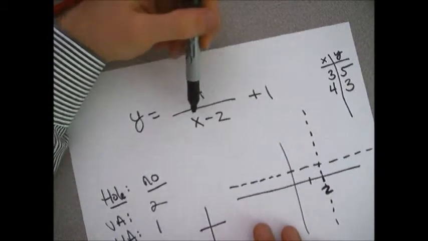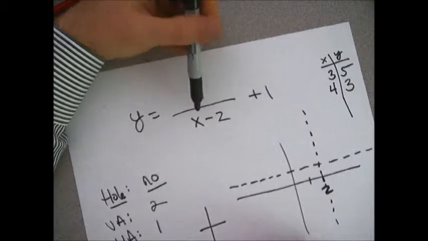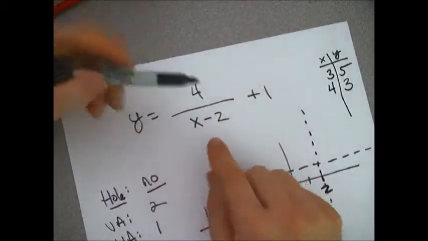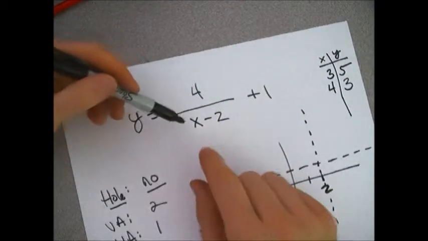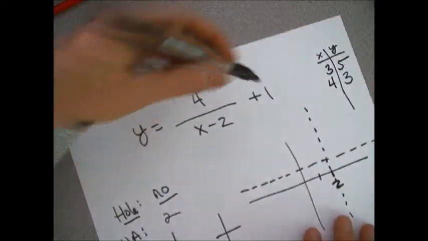So what would be the next number? 5 kind of makes a mess. How about we do 6? Why does 5 make a mess? Because that gives you 4 over 3 and you get a mess. You could do it, but try to make good numbers.